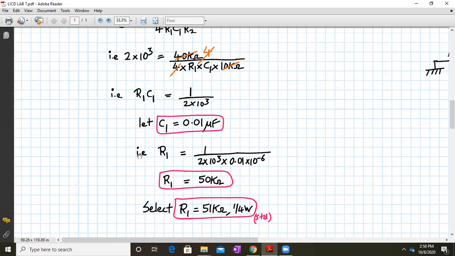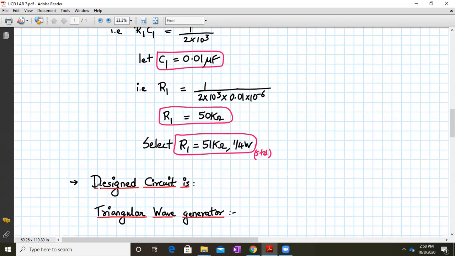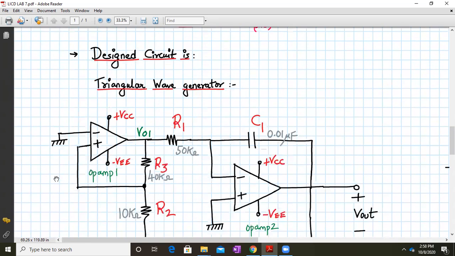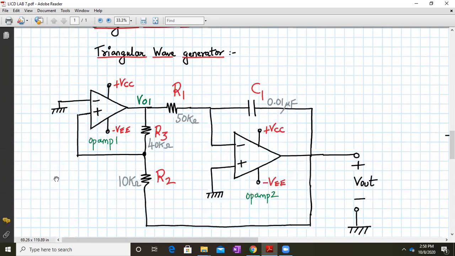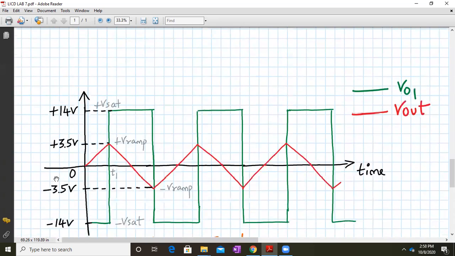And if we calculate in a calculator, you will get the value of R1 as 50 kilo ohm, which you can put directly in the LTspice, or the standard value if you can take it as 51 kilo ohms for the quarter watt resistor. Okay, so that's the standard value of resistor which we can take. So once you have designed the circuitry, you get all the values of resistors and capacitors. Simulate this circuit in LTspice and you will obtain these waveforms.